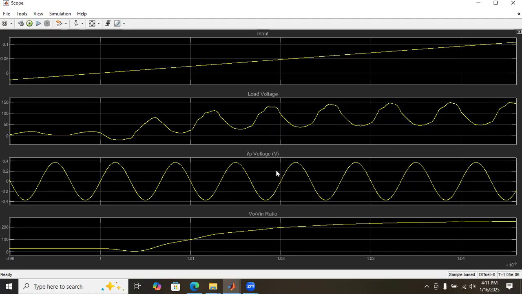Input voltage is constant. For constant input voltage, we are providing variable output voltage. So it is a variable gain amplifier as it is boosting the voltage. And there is the V in by V naught ratio, the gain ratio. Initially it is around 22, then it is increased up to 250 times.